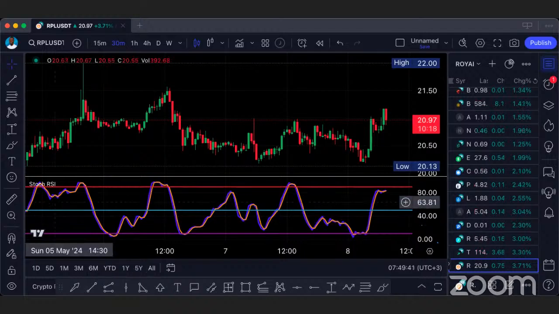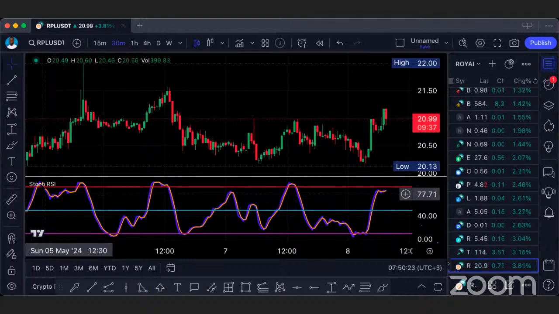The stochastic RSI is not a lagging indicator, it's a real-time indicator. When I talk about a real-time indicator, I mean it is a type of indicator that gives you information of what is happening now. When a coin moves up, it moves up. When the coin moves down, it moves down. When the coin goes sideways, it goes sideways.